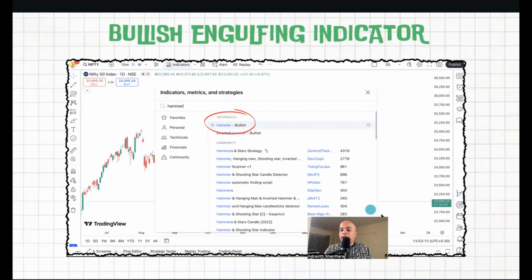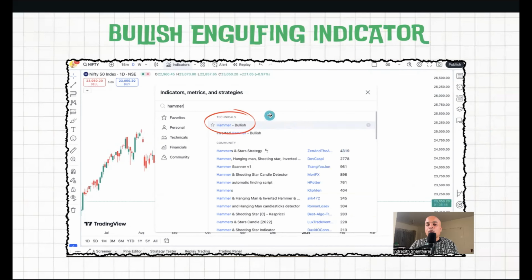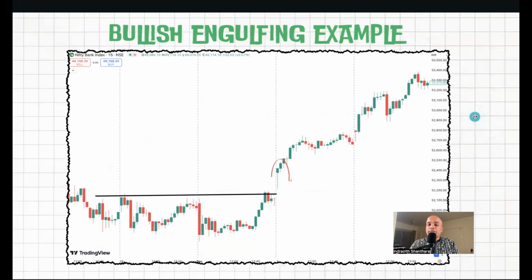Now, how do you identify it? Once again, it's very simple. You can go to TradingView. If you type hammer, you will get this indicator. You can use this indicator to identify the hammer pattern. Anyway, in the end, I will type it and show once again in TradingView. Now, this is one simple example of a hammer pattern. You can see this is a Bank Nifty 50-minute chart.